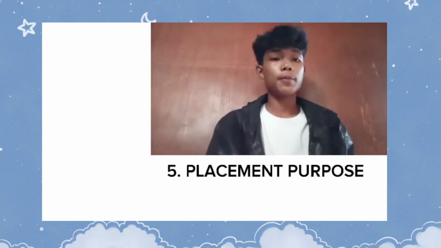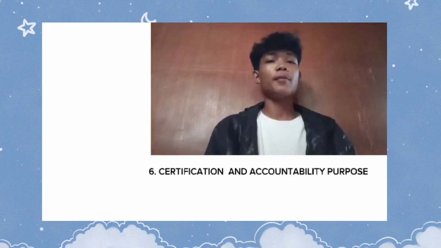Number 5, placement purpose. The placement purpose determines the appropriate level of course for a learner based on their current skills and knowledge. Examples are language proficiency tests and math placement tests. Number 6, the last, is certification and accountability purpose. It provides official recognition of skills or competencies, often for professional qualifications. Examples are licensing exams and professional certifications.